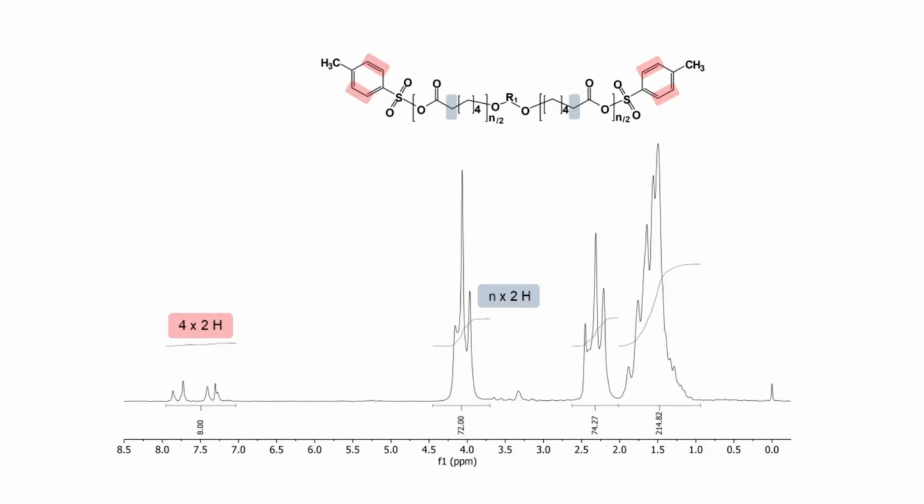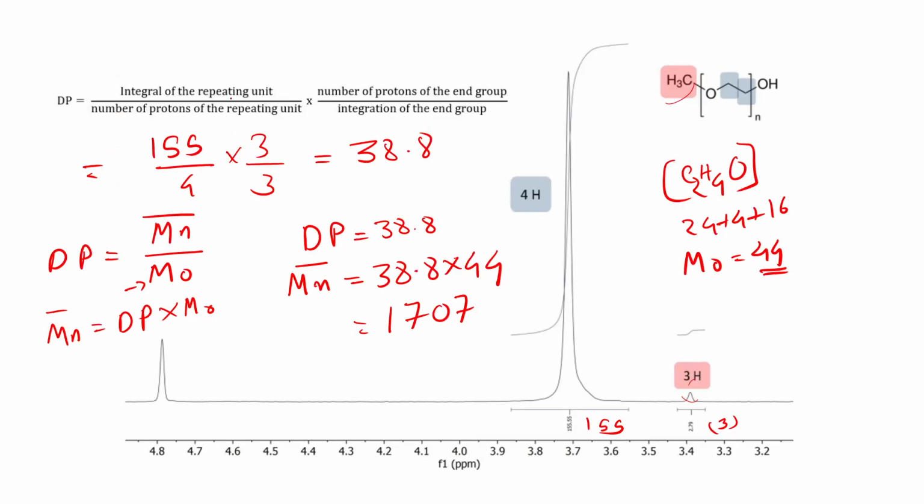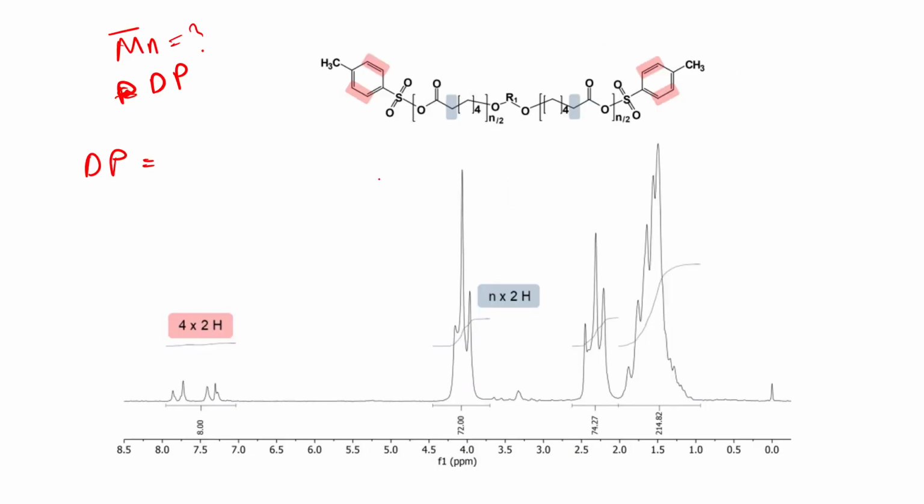Okay, fine. Now let's move forward to another problem. Here also we need to calculate the number average molecular weight. So how can we do that? Obviously we are going to start with, sorry, the degree of polymerization. Now we can use our formula. At first, the area of your repeating unit integral, which is here 72, right?